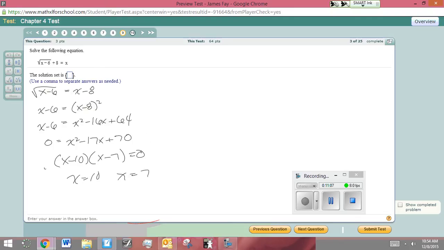You just have to make sure then that when you plug back in up here, they both work. So 10 minus 6 is 4, square root of that is 2, 2 plus 8 is 10. So yeah, that works. That one is a solution. Now if I plug 7 in, I get 7 minus 6 is 1, square root of 1 is 1, plus 8, does that equal 7? That's a false statement. That's my extraneous solution. x is only 10.